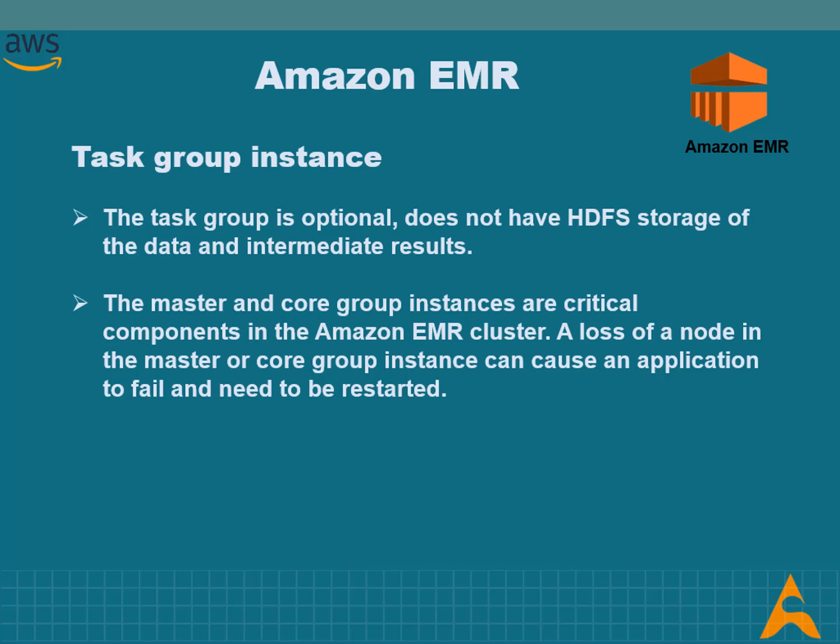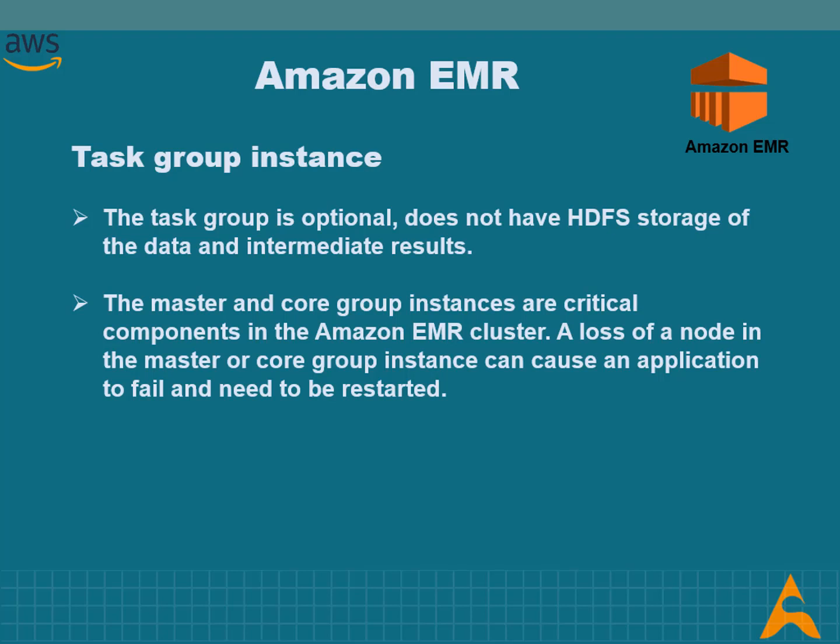The master and core group instances are critical components in the Amazon EMR cluster. A loss of a node in the master or the core group instance can cause an application to fail and need to be restarted. Whereas task groups are optional because they do not control a critical function of the Amazon EMR cluster. In terms of jobs and responsibilities, the master group must maintain the status of tasks. A loss of a node in the master group may make it so the status of running tasks cannot be determined or retrieved and lead to job flow failure.